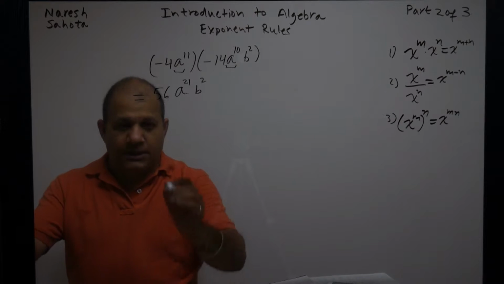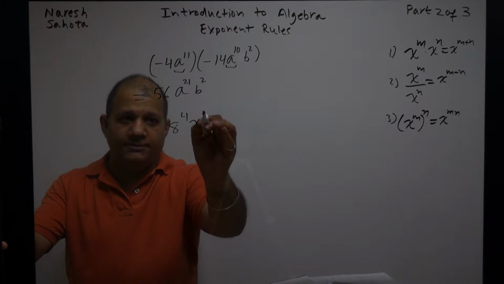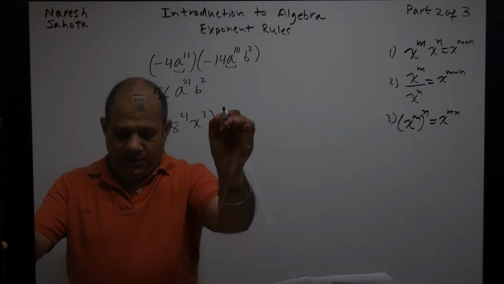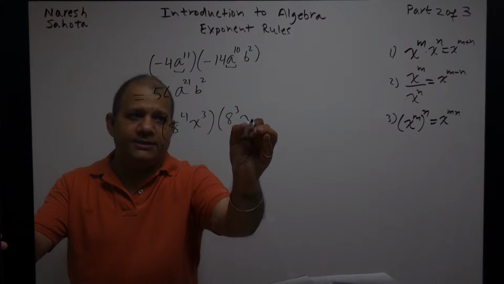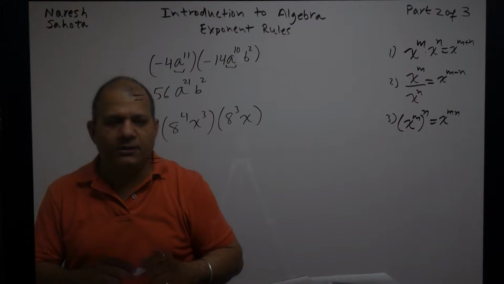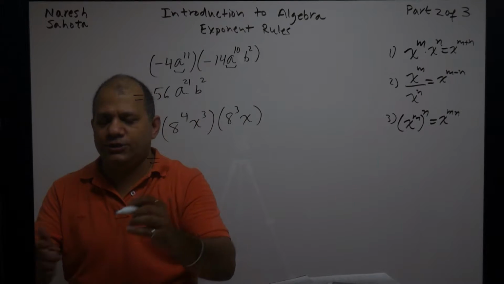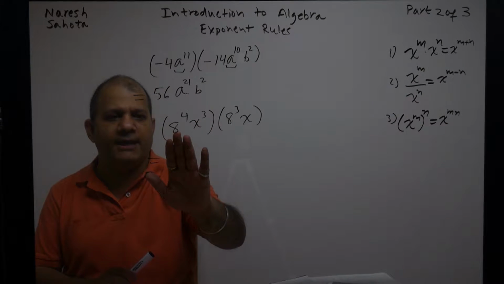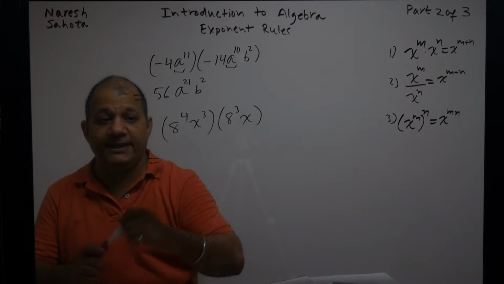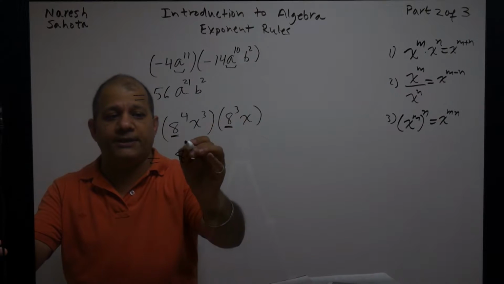Now, next example, 8 to the 4 times x to the 3 times 8 to the 3 times x. Some of these look weird and a bit scary, but we just apply our rules, right? We have same bases. Base is 8, here's 8, here's 8. So we add the exponents. 4 plus 3 is 7.